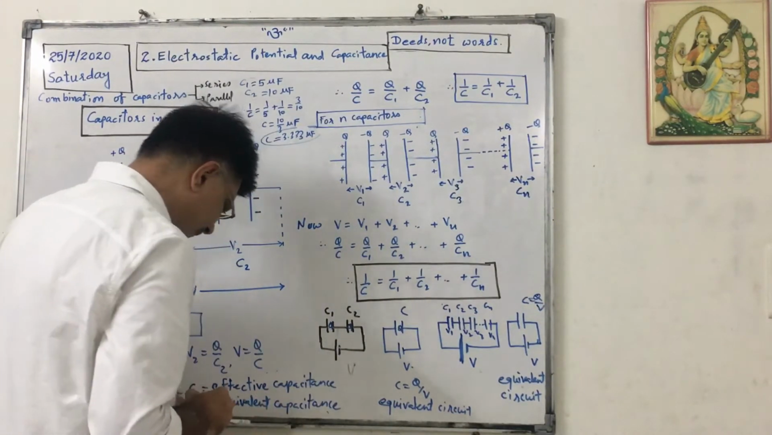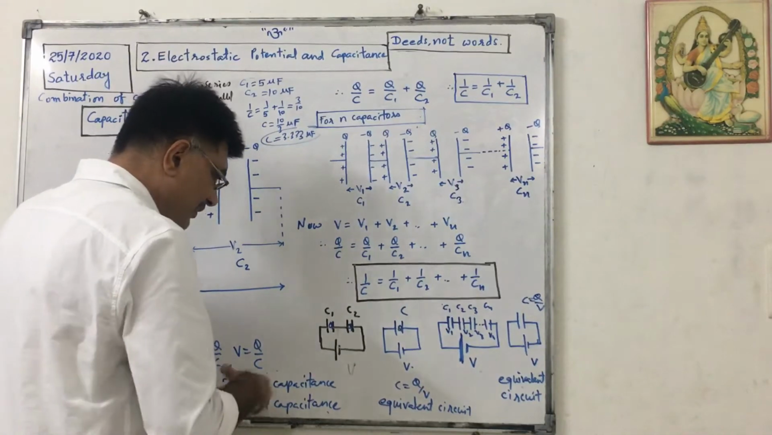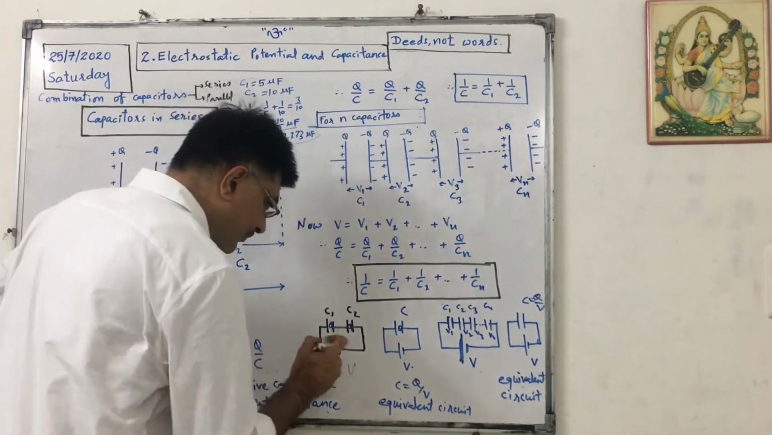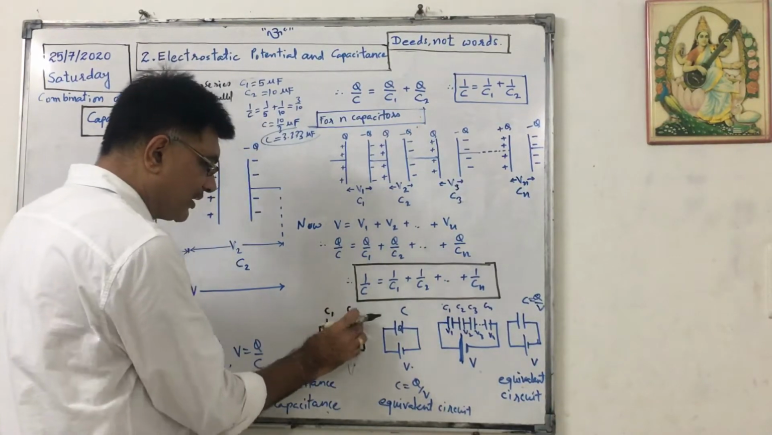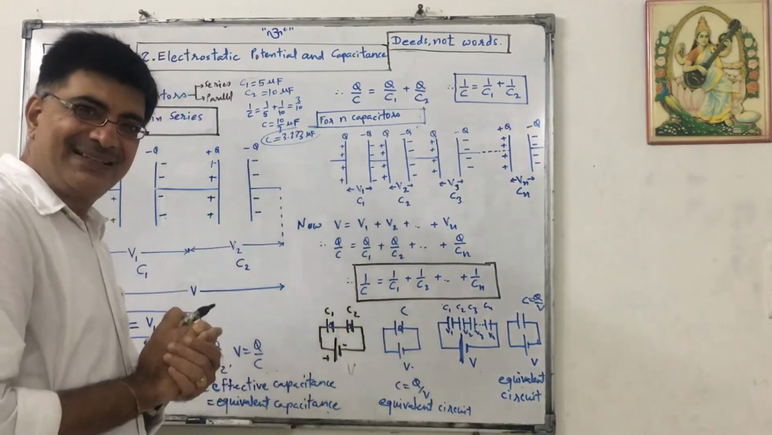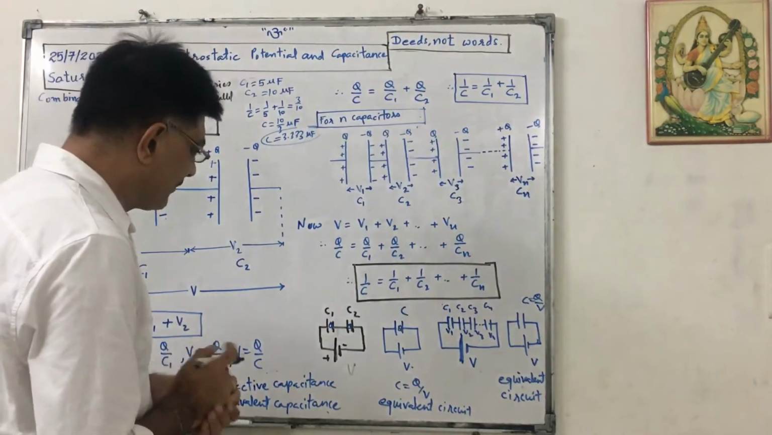See, for battery, the symbol is like this. For positive, big line. For negative, small. For capacitor, both the lines are equal. Okay, symbols. What will happen?